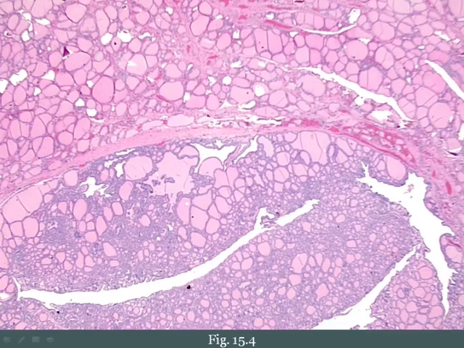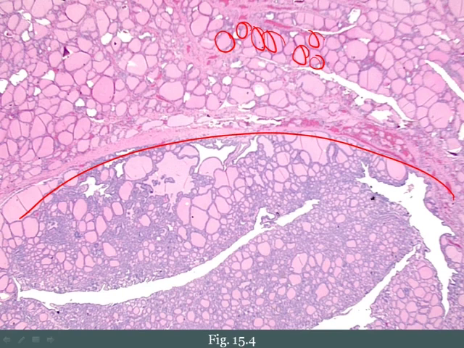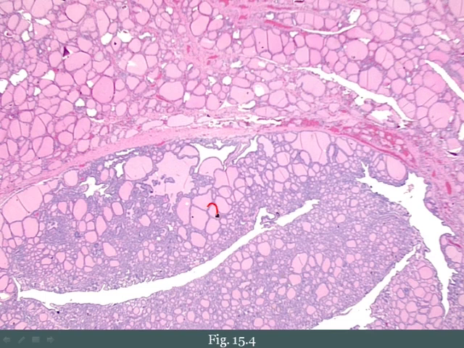Here's a picture of a follicular adenoma. Here's the normal thyroid. Notice that it's made up of all of these follicles with this pink material called colloid. And here is the tumor. This area here that I'm marking with a T is the tumor. Now, of course, the tumor is also making follicles, hence the term follicular adenoma.